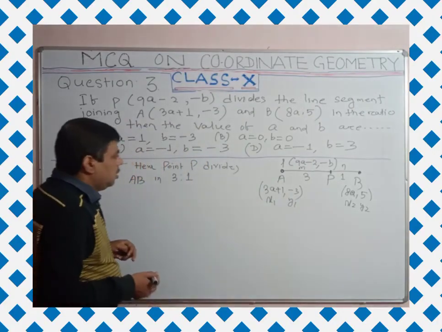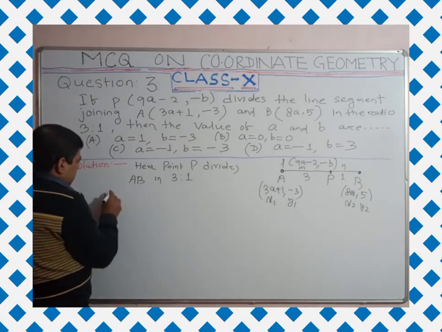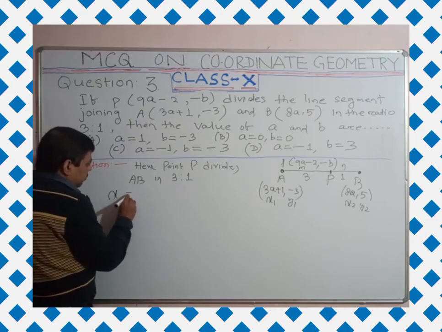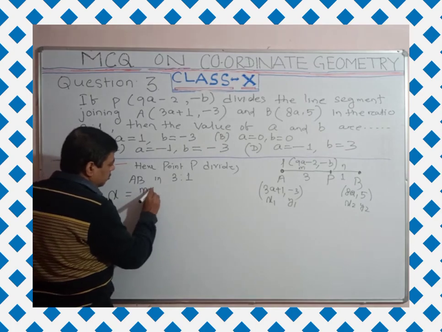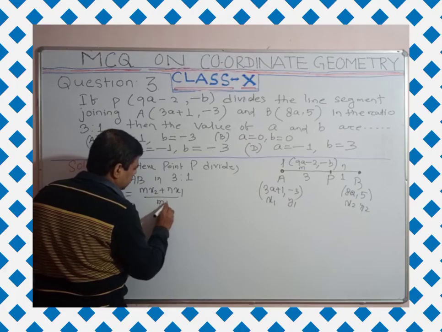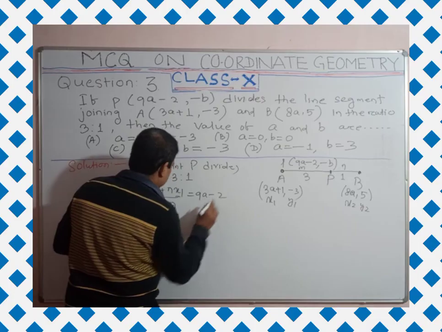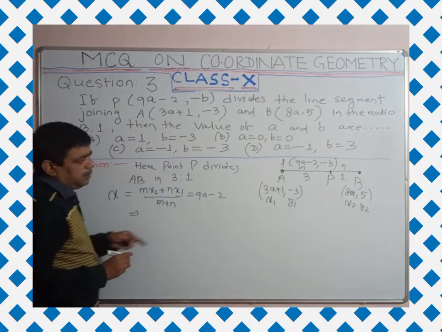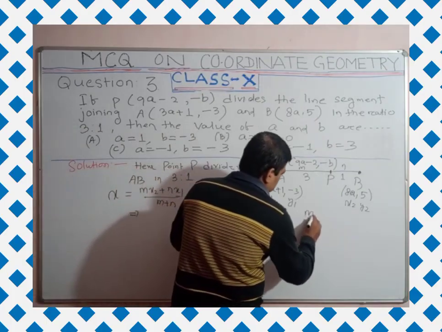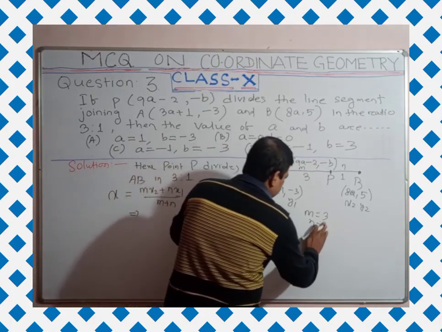So according to the internal section formula, the x coordinate of the point P is (mx2 plus nx1) divided by (m plus n). And the value of x is given as 9a minus 2. So the value of m is 3 and n is equal to 1.